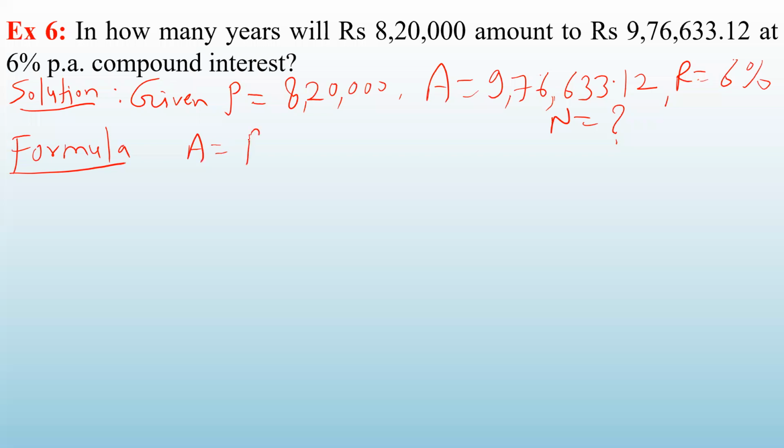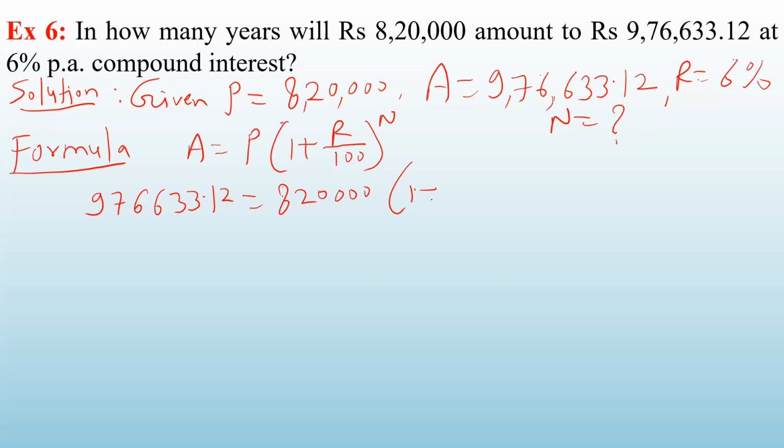Amount is equal to P into 1 plus R upon 100 raised to power n. What are the things given to you? A is given to you. So write down A, 9,76,633.12 and P is 8,20,000. Okay. 1 plus R is 6 upon 100 raised to power n. And n you have to calculate. So just keep n as it is. Okay. Now what you will do? This 8,20,000 you have to shift here. So it will divide.